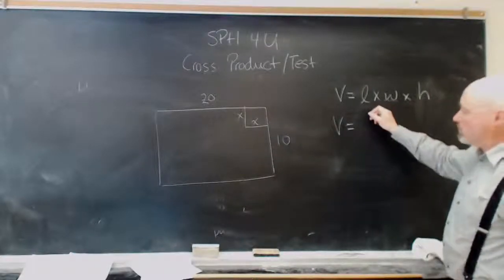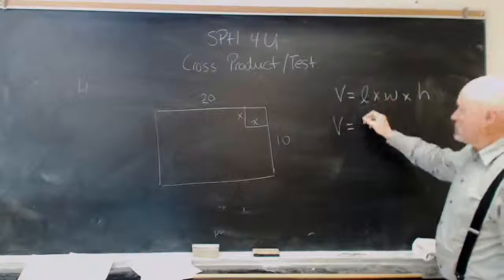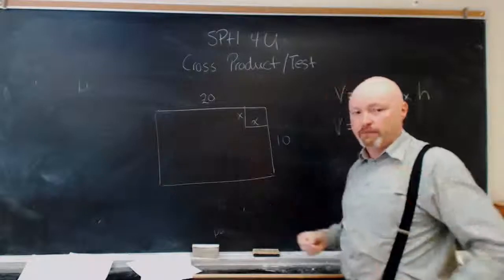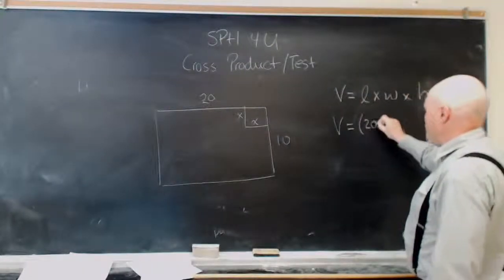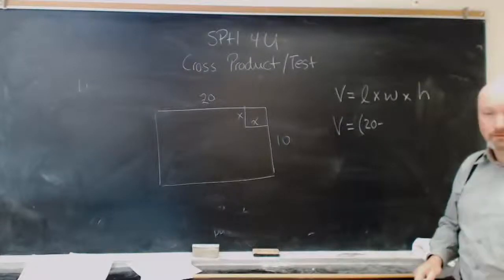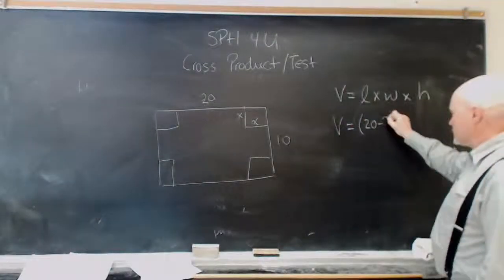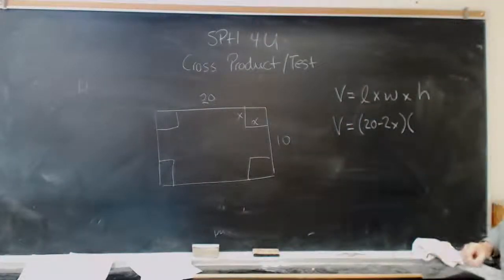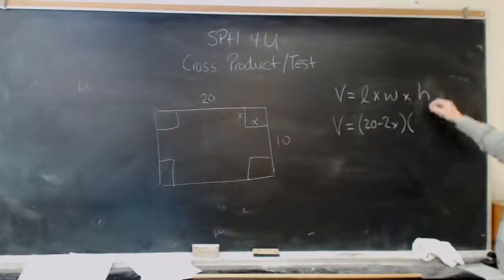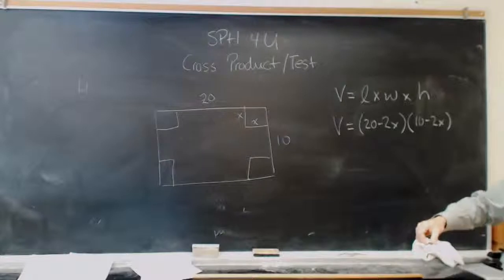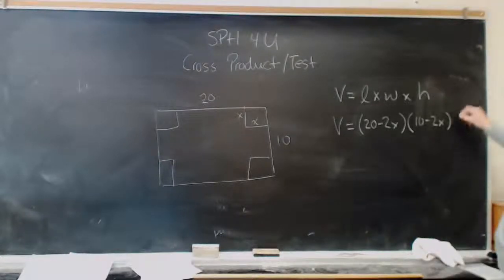Length times width times height. So what's my length once I cut this x out and fold it up? It's 20 minus 2x. You took it out of each part. That's right, otherwise you wouldn't have a box. And then what's my width? 10 minus 2x. And then when I fold it up, what's the height of the box going to be? X. That's right. Okay.